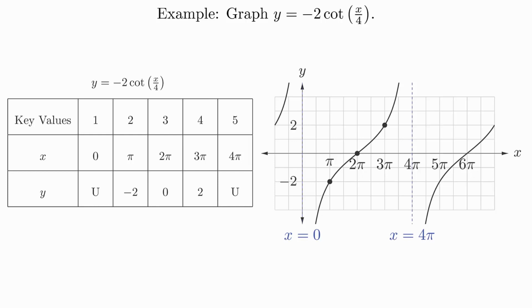We've now seen how to graph both the tangent and cotangent functions using the exact same ideas. The fundamental periods are different, and the shapes of the graphs are different, but the ideas carry forward. In the next video, we will look at the graphs of the secant and cosecant functions.